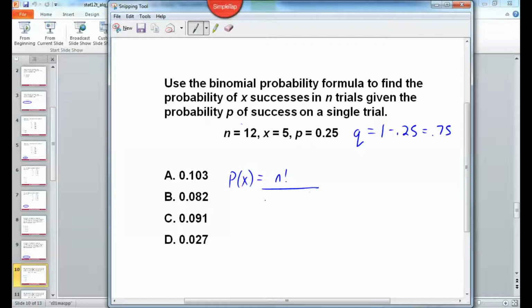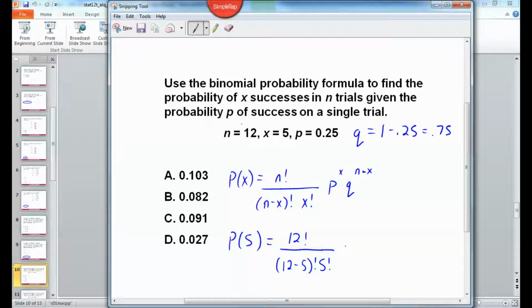So we need to remember that formula. It's N factorial over N minus X factorial times X factorial, times P to the X times Q to the N minus X. All right, so the probability of exactly 5 is equal to 12 factorial over 12 minus 5 factorial times 5 factorial, times 0.25 to the 5th power, times 0.75 to the 7th power, right? Because it's N minus X, 12 minus 5.